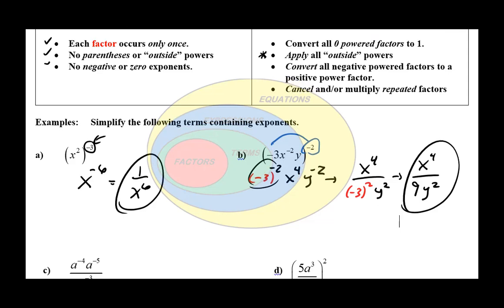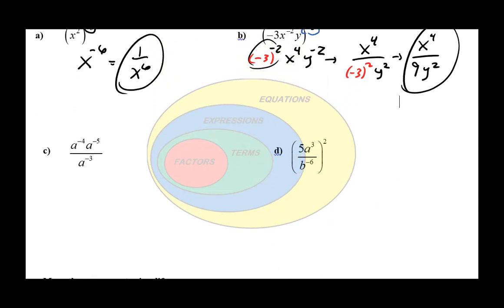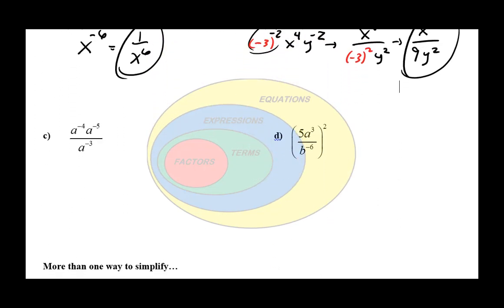All right, the next two examples, again, we want to find ways to simplify. So there is no outside powers here. So the first thing we're going to do is convert. And again, you can do this different ways, but we're going to rewrite each of our factors to positive. So a to the negative 4 would go to the denominator as a to the 4th. A to the negative 5 in the numerator would go to the denominator as a to the 5th. And then a to the negative 3 in the denominator would move to the numerator.